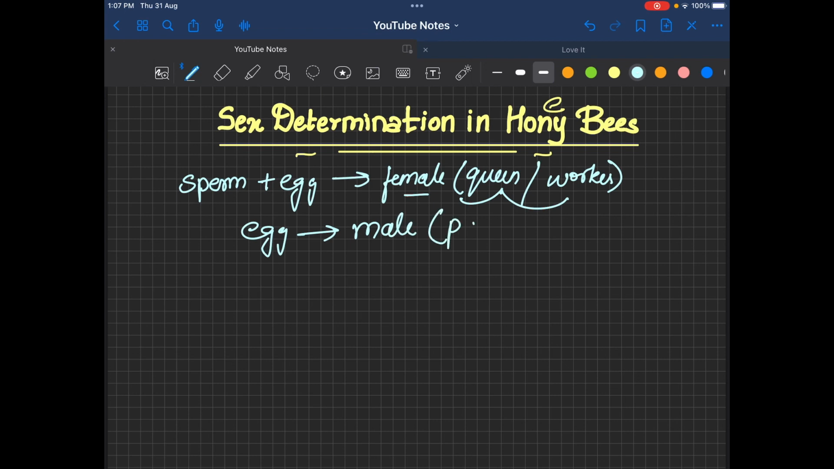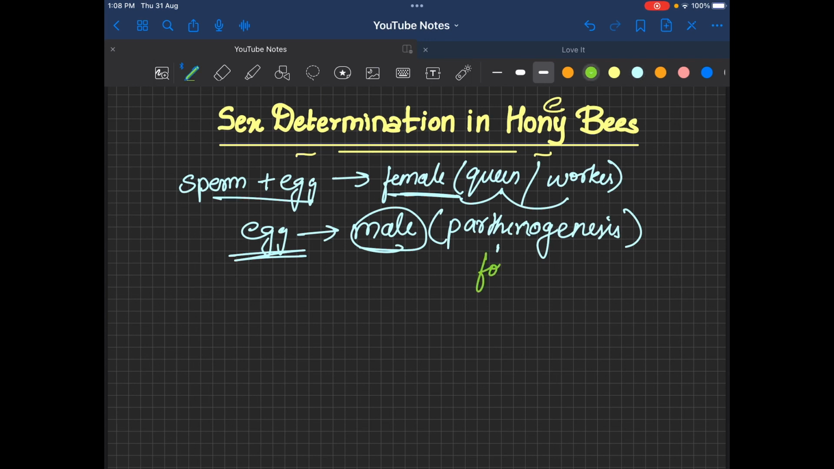How? By the process of parthenogenesis. So the egg becomes the male and sperm plus egg becomes the female. Parthenogenesis means the formation of an individual or organism without fertilization. So without fertilization, if it develops, that process is parthenogenesis, and from the egg the male drones form. This means the males have half the number of chromosomes of the female.